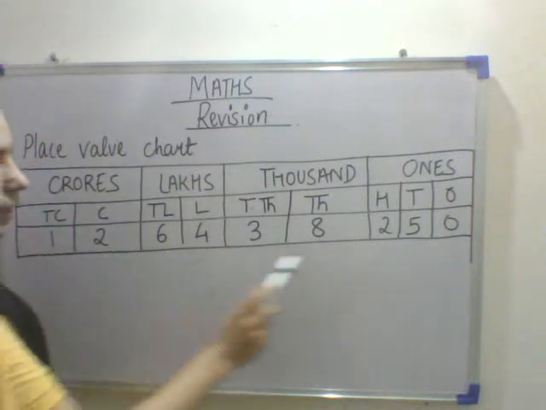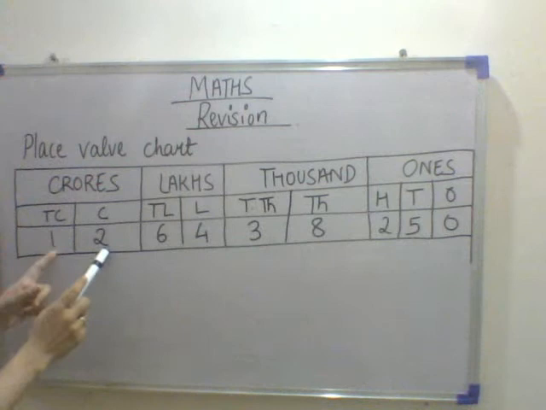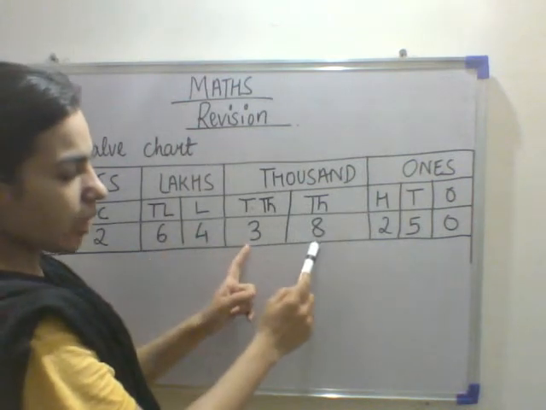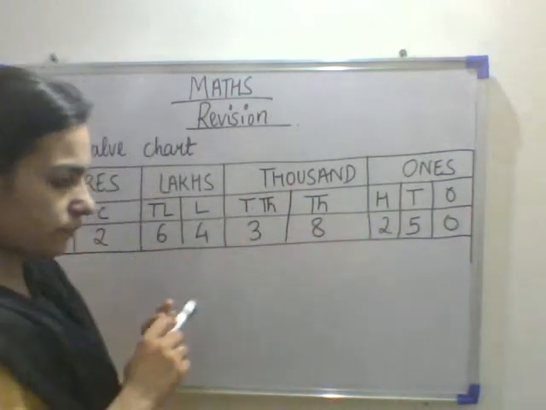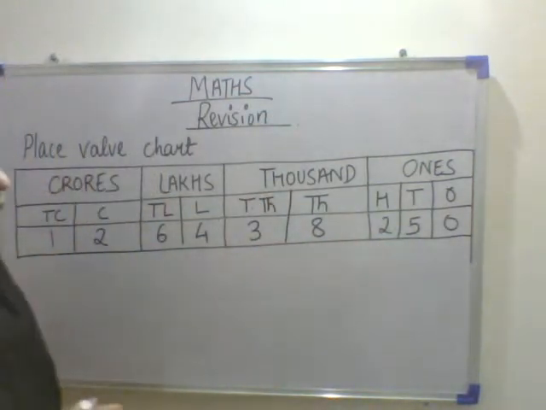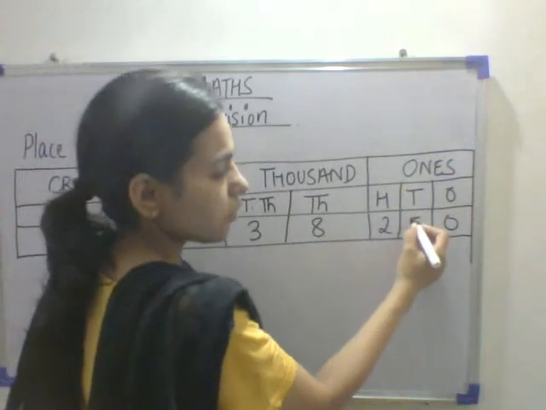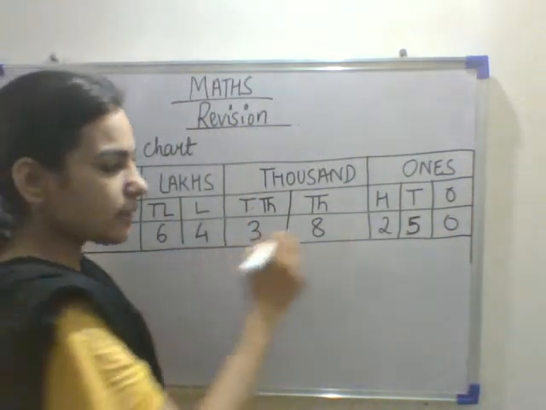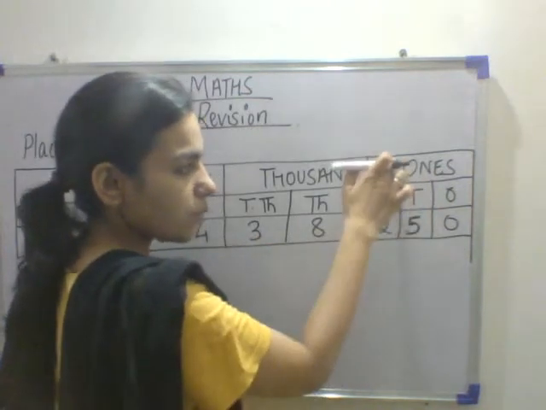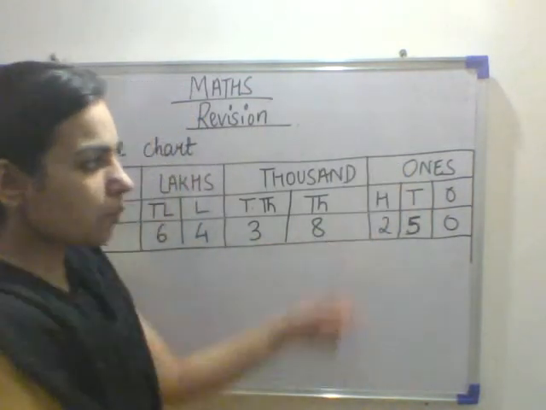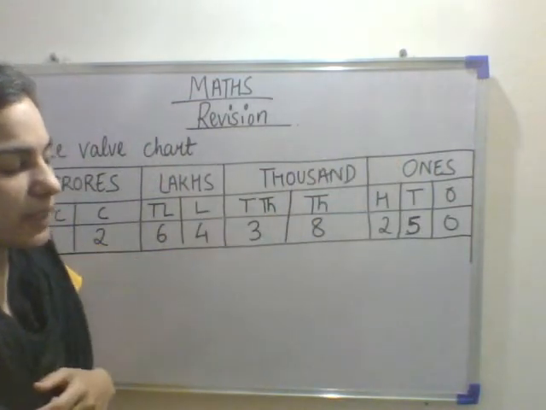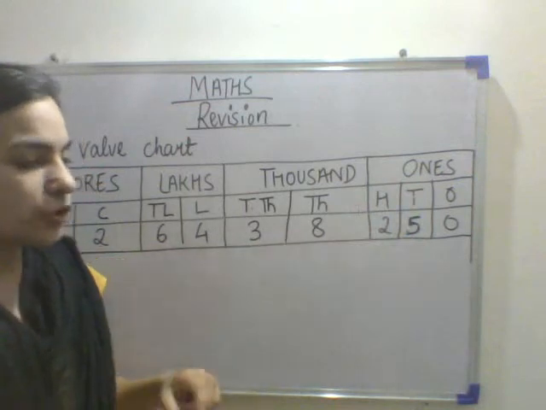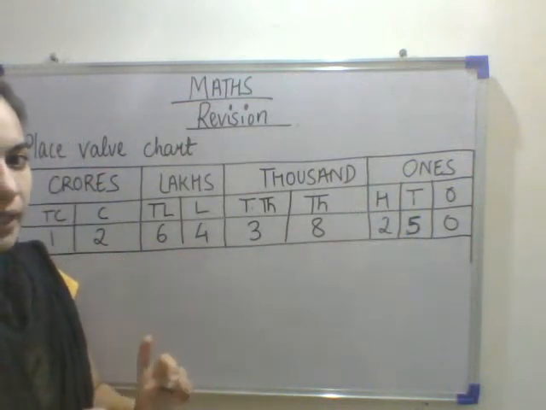Now I have written here a number. What is this number? It is 12 crore 64 lakh 38,215. So if I ask you what is the period of 5, it is ones. Period is ones. And what is the place value? Place value is tens. Got it? You were getting confused about the period and the place value.